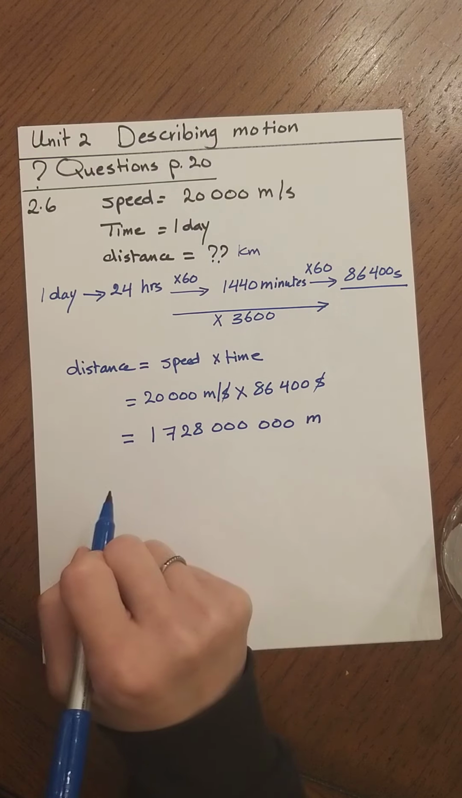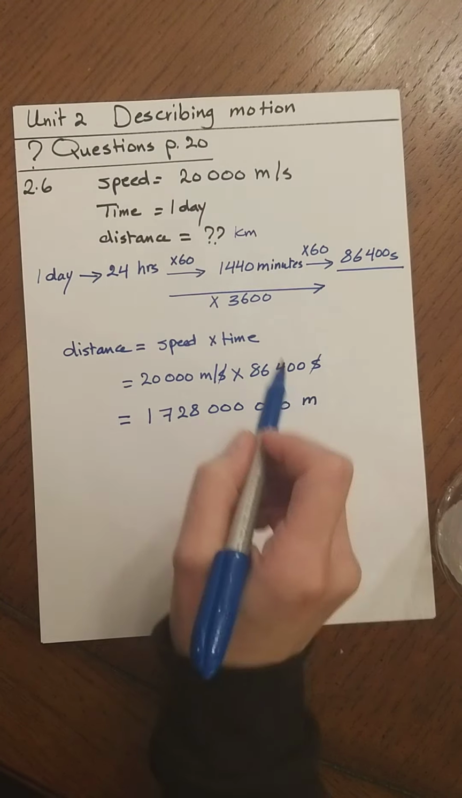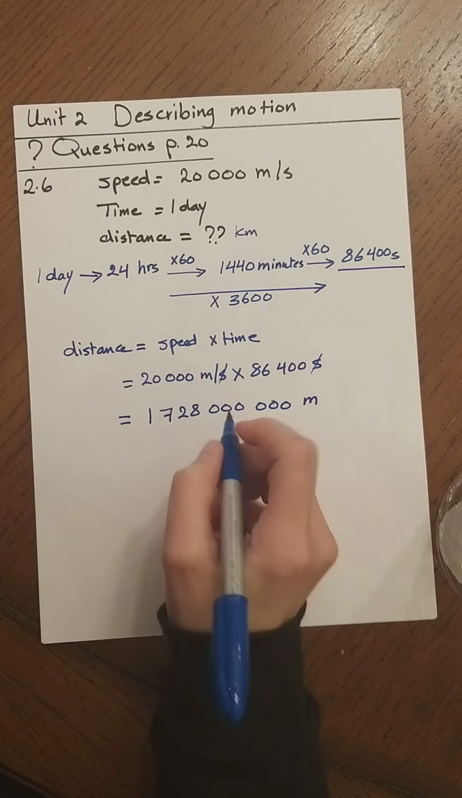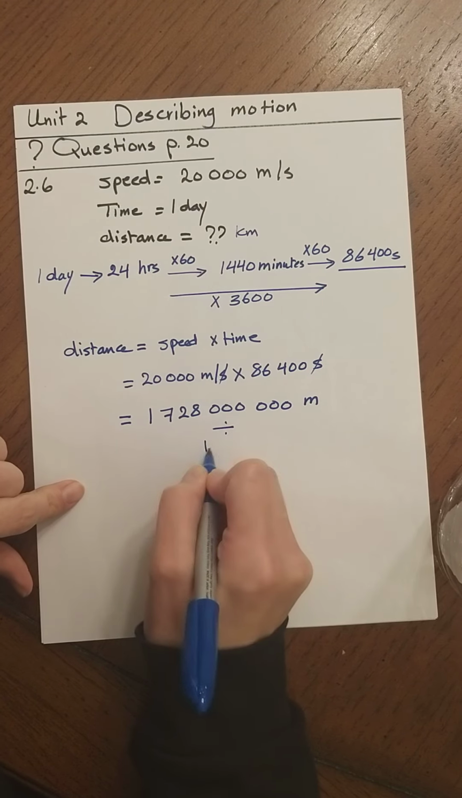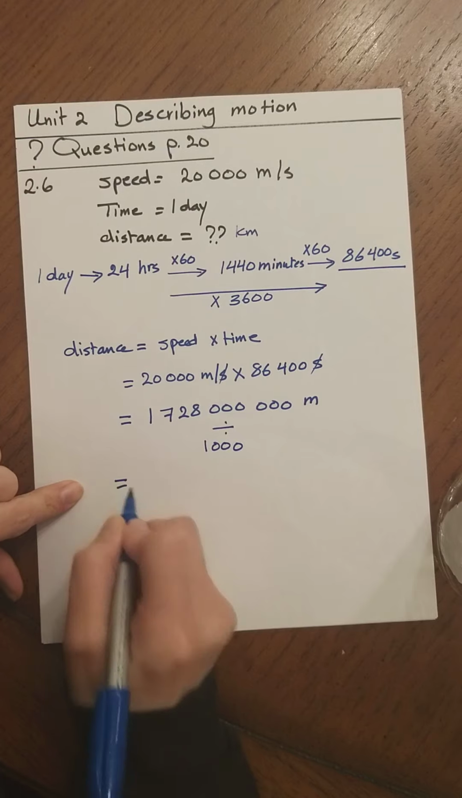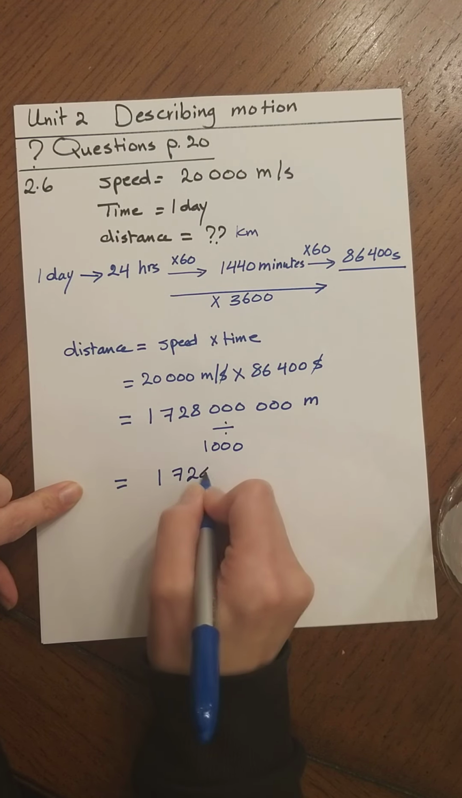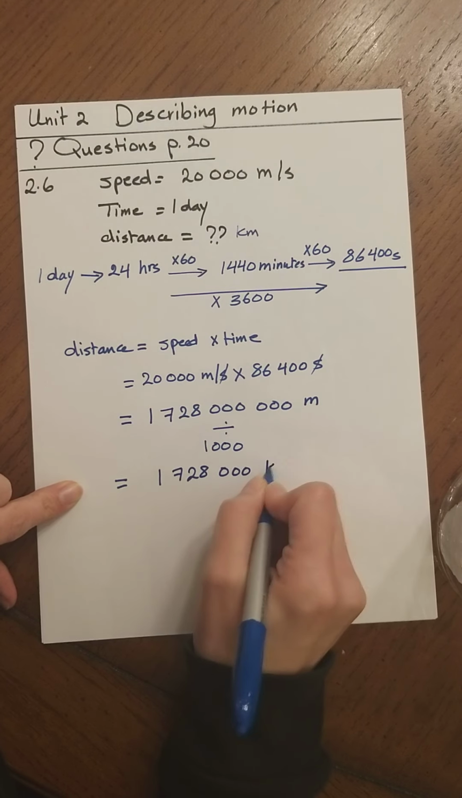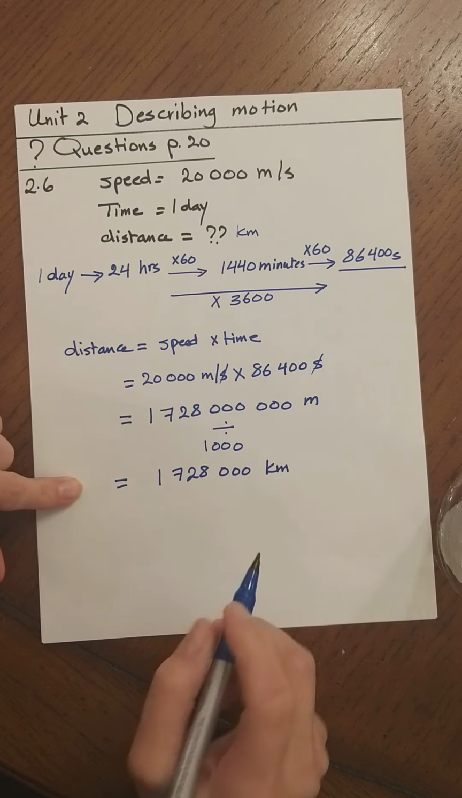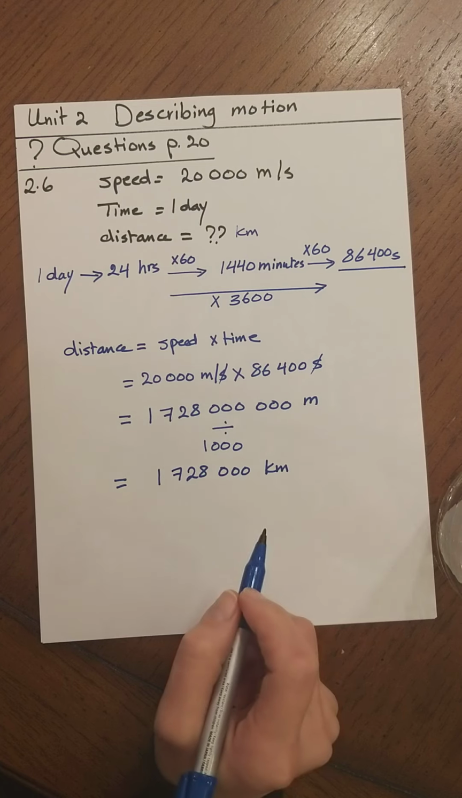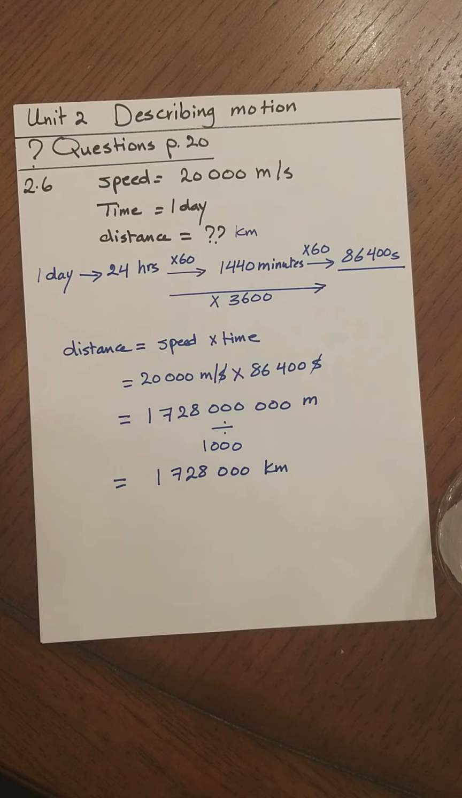1,728,000,000 meters. To convert this to kilometers, we have to divide this number by 1,000. So the final answer is 1,728,000 kilometers, the distance traveled by the spacecraft in one day.